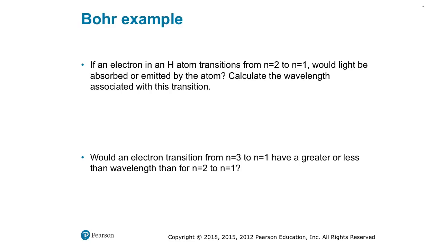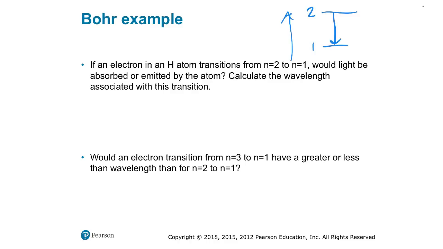So let's look at a couple Bohr examples. If an electron in the H atom transitions from n equals 2 to 1, would light be absorbed or emitted by the atom? So 2, in terms of energy, is higher than 1. So energy is going to be released by the atom.